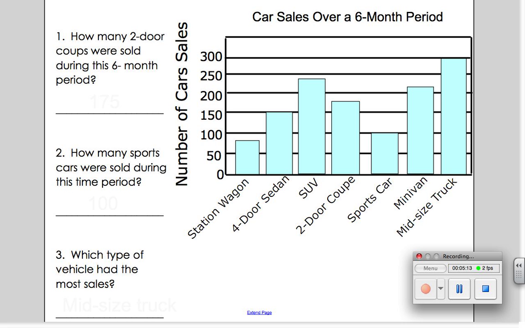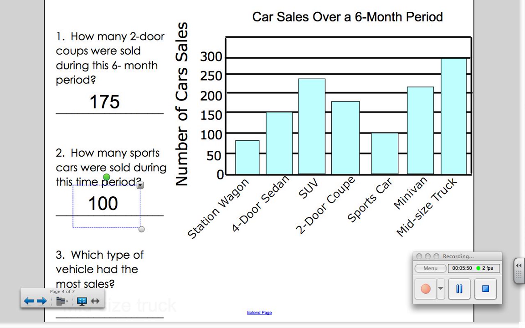Well, we can see that the two-door coupe bar lands, it looks like, right in the middle of the 150 and 200 lines. So we have to ask ourselves, what is halfway between 150 and 200? And we know the answer to that is 175. Number 2, how many sports cars were sold during this time period? Now we are looking for the sports car bar. We can see that it lands on the 100 line. So we know 100 sports cars were sold during this time period.